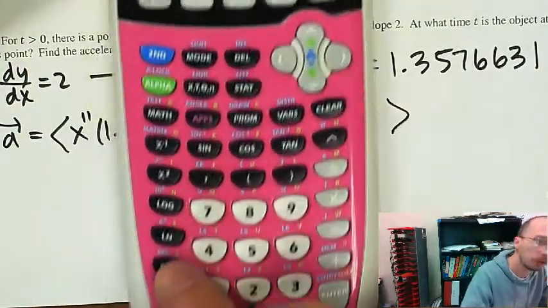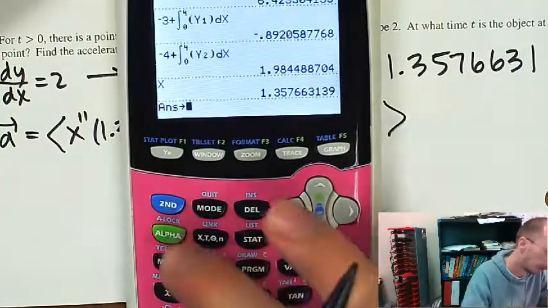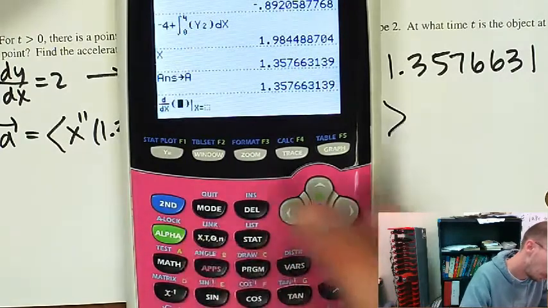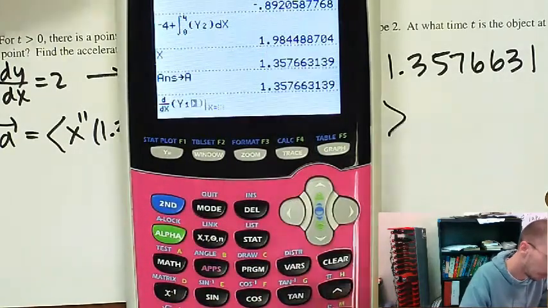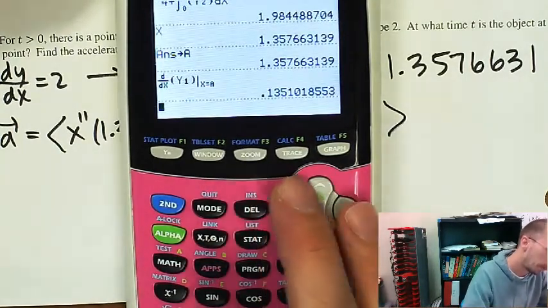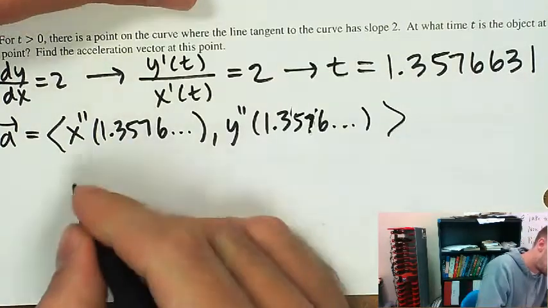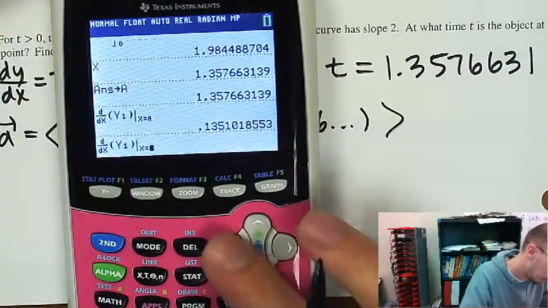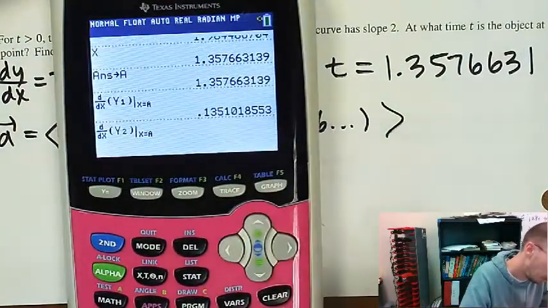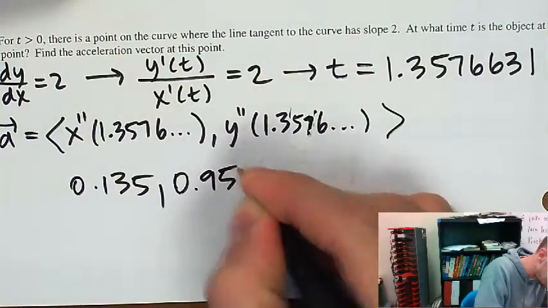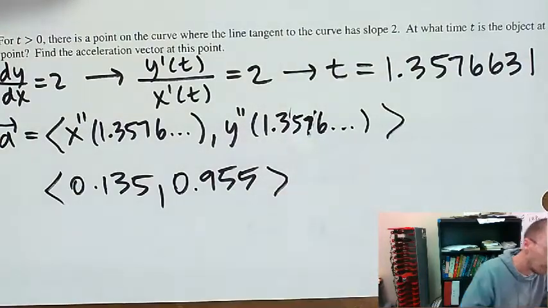So I'm going to take that number and store it into letter A, because that makes me feel safer. And so I'm going to math 8 with respect to x. That's what I'm concerned about, the circularness of that. But it's all right. I get 0.135. And the y coordinate would be basically the exact same thing, but I'm going to change that to y2, and 0.955. Okay, and that's the acceleration vector at the magic time they were talking about.